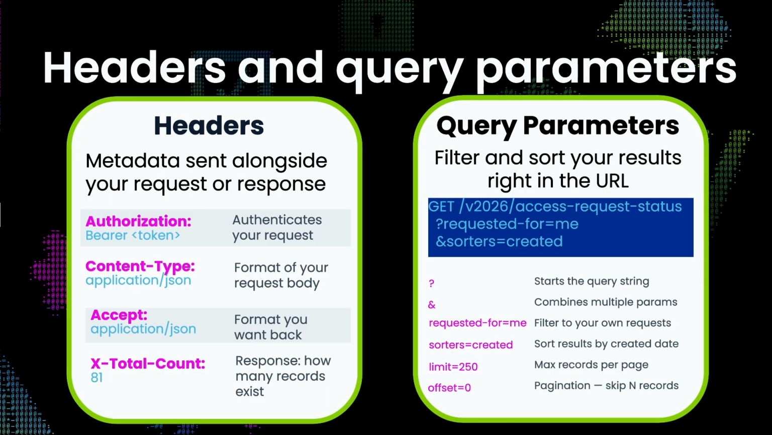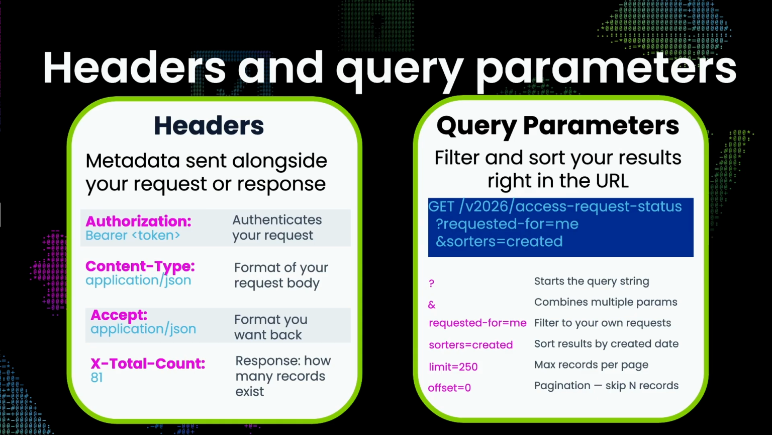So let's start with headers. Headers are metadata. They travel alongside every request like labels on an envelope. The actual content of your request doesn't live in the headers, but more information about what type of request you are actually sending is what this is. The most important header you're going to see is Authorization: Bearer, followed by your access token. And we'll talk about how to get that token in a moment, but for now, without that Authorization header, every API call is going to return an error.